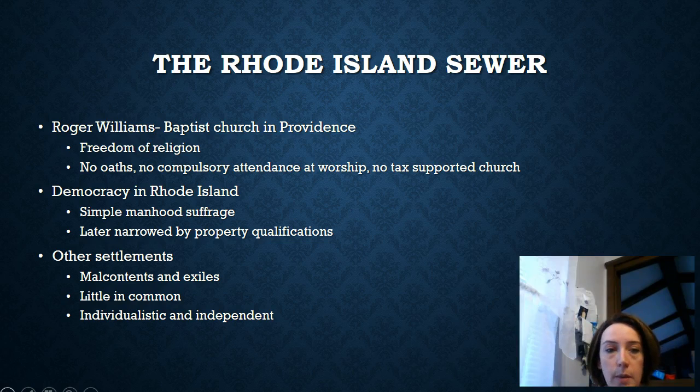In the beginning, we see freedom of religion. You're not going to be forced to attend any sort of worship. You can not worship at all. You can go to different churches. You can go to the Baptist church. Simple manhood suffrage in the beginning, which was unheard of. There were always property requirements or religious requirements in Massachusetts to vote. Later, we will see some more restrictions, but not as much as the other colonies.